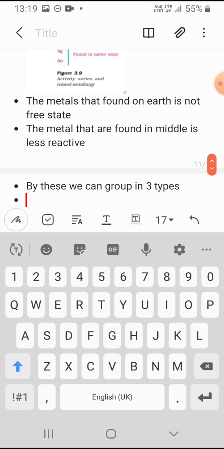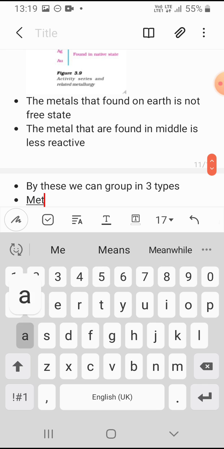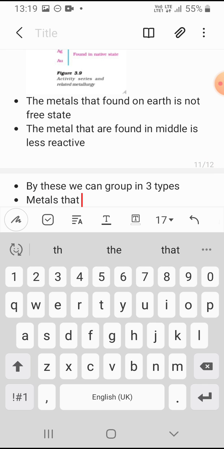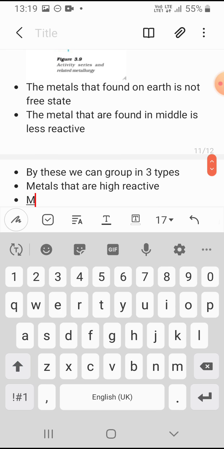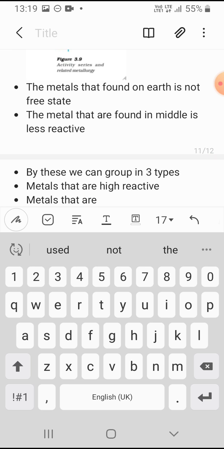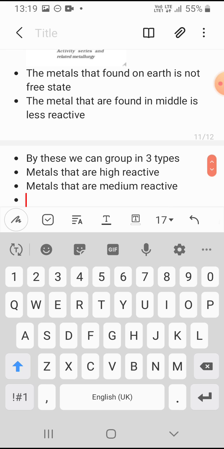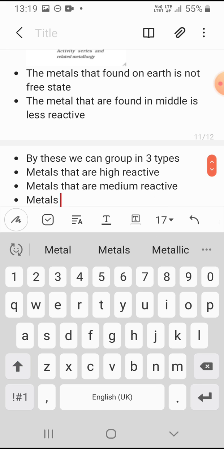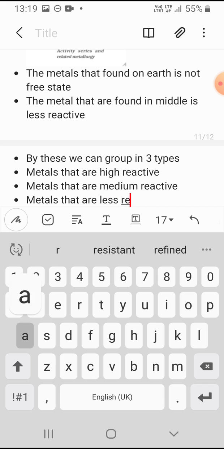The metals are of high reactivity, metals that are medium reactive, metals that are a little bit reactive, and metals that are less reactive.